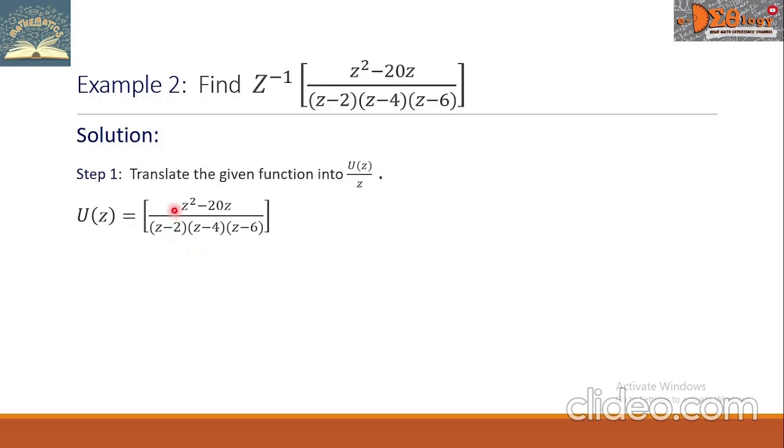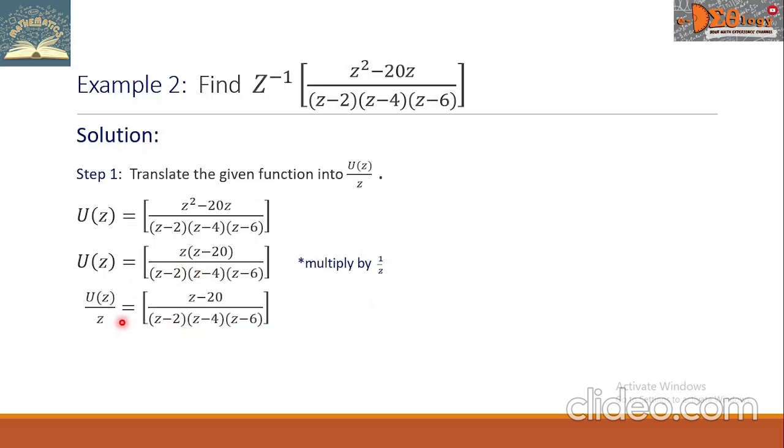Take note that there is a common factor in the numerator, and that is z. We factor it out, and from here, we're going to multiply the equation by 1 over z, so that the left side becomes U of z all over z, equals the numerator on the right side, which becomes z minus 20. Then we copy the same denominator. We are able to do step 1. Going now to step 2.